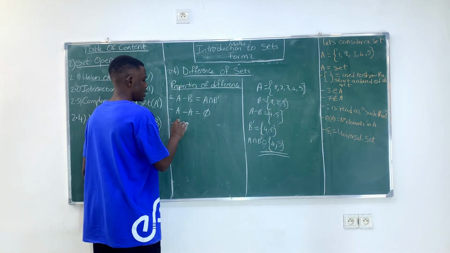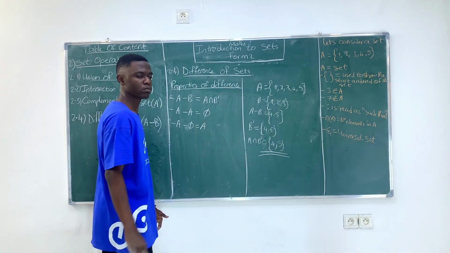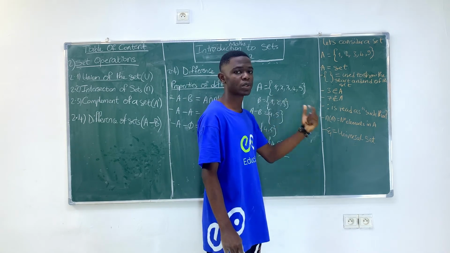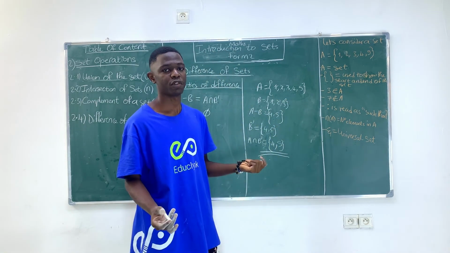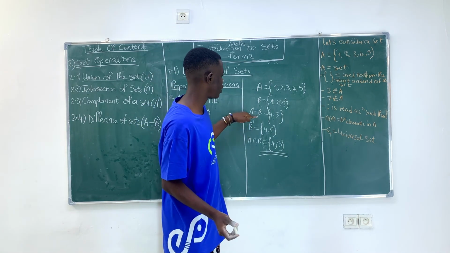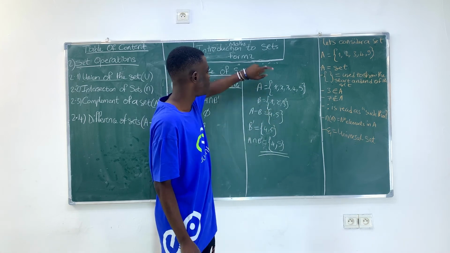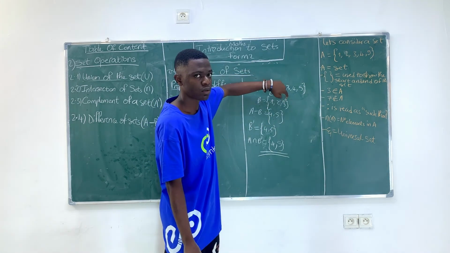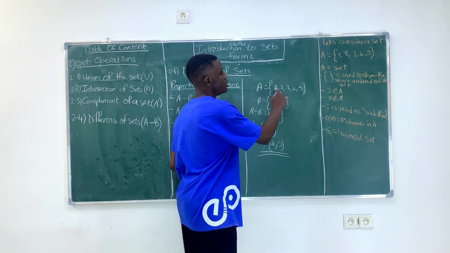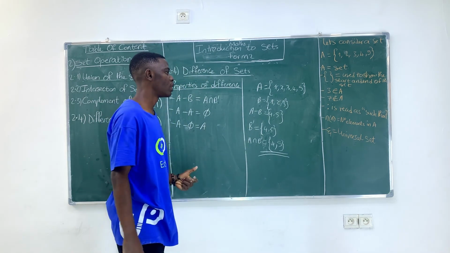The third property says A minus an empty set is equal to A. Normally, if you have A like this, and from it you remove an empty set, A is unchanged. When you see A minus B, it means inside A you remove B. So if B is 1, 2, 3, you just remove the 1, 2, 3 inside A, and you will be left with 4 and 5. That's why I have it like that.